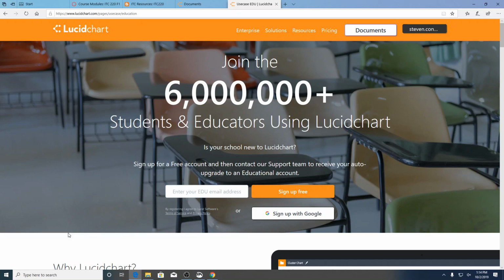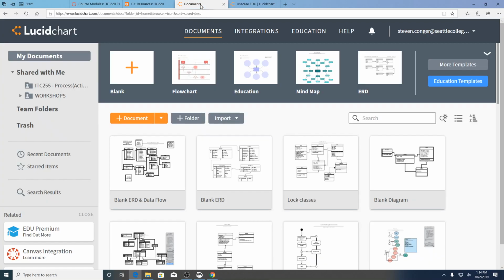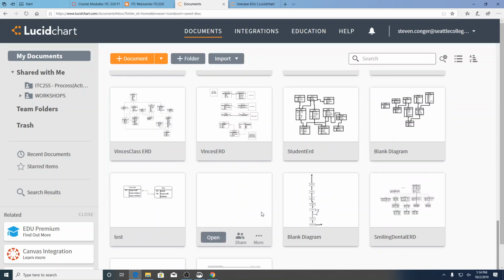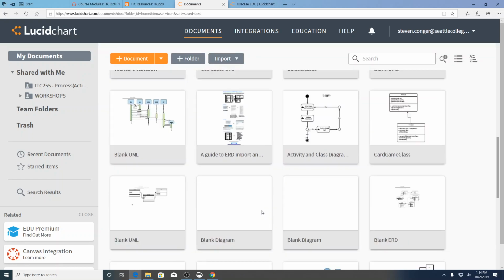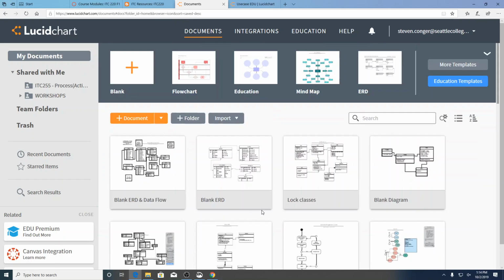But you need that edu at the end of your email address. So this is a nice program for diagramming. It has all sorts of different kinds of diagrams. You might see that I have lots of them. I think with the student one, they limit you to 10. Is that right? I don't know.